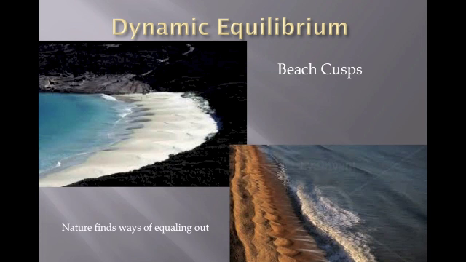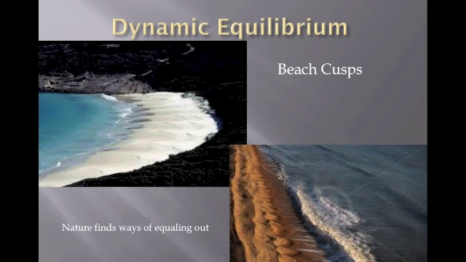Dynamic equilibrium is one aspect of nature that we see all over the world, really. And beach cusps are one example of dynamic equilibrium. Beach cusps are formed by the waves in the ocean through lunar activity, and just the way that the water moves up and down the beach starts to form these little cusps in a very distinct pattern. It looks almost like a sine wave.